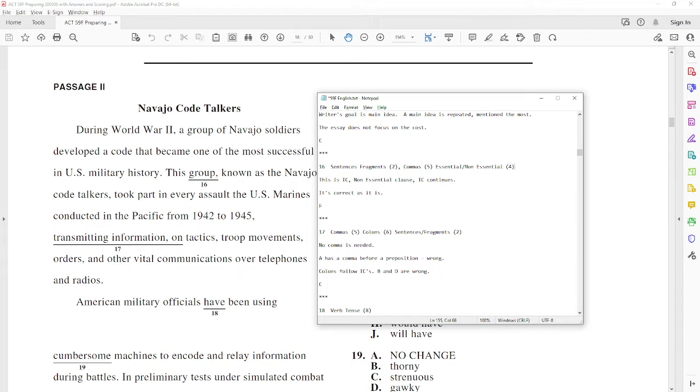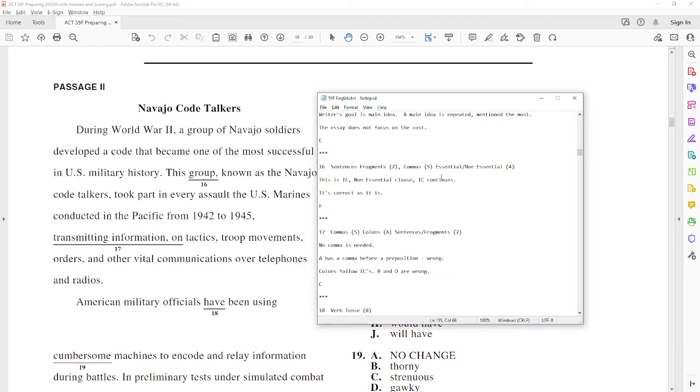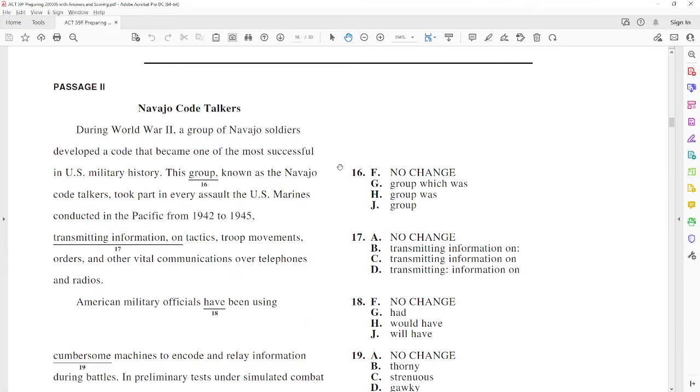Sometimes as I write explanations, I figure out that there's more topics to something than I originally thought. So 16, the answer is this group. The answer is F. And again, did I get the... Yes. Sentences and fragments, chapter 2. Commas, chapter 5. Essential, non-essential, chapter 4.